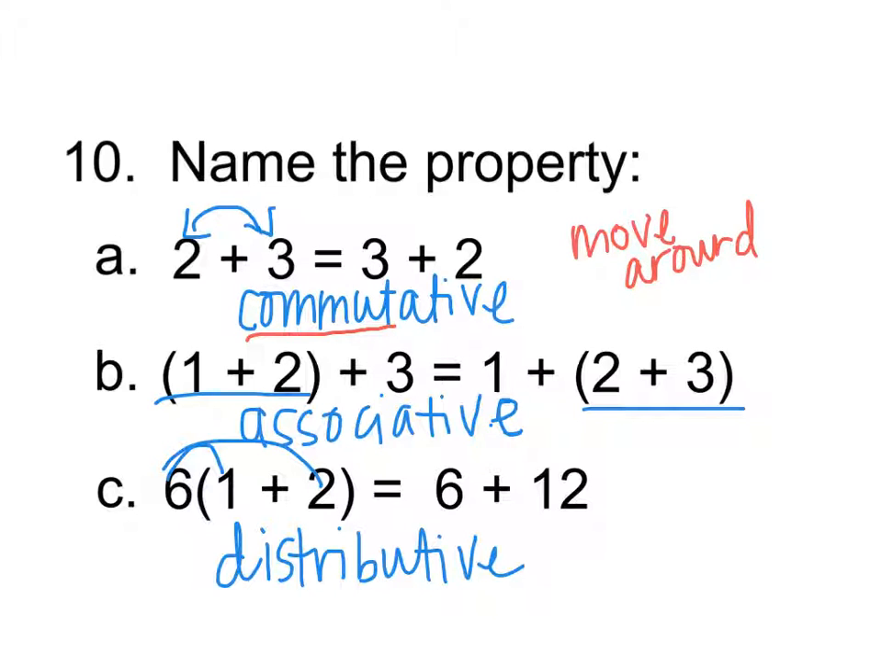Okay? The associative property, its root word is associate, okay? And associate means to group together. So sometimes you might associate with one group of friends, sometimes you might associate or group together with another group of friends. So when you see associative, think of the groups or the parentheses moving.